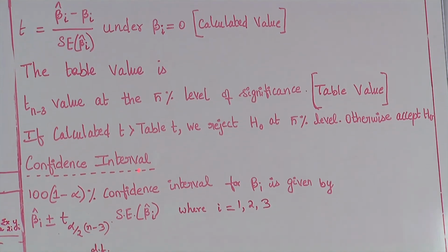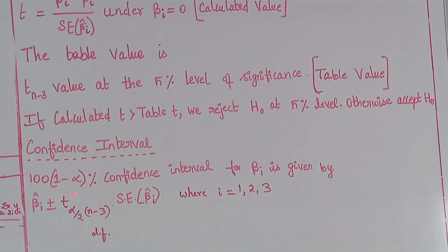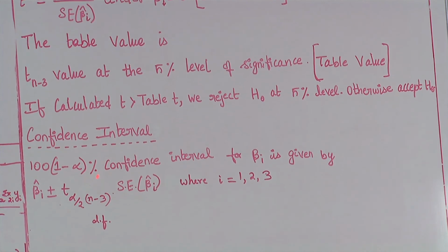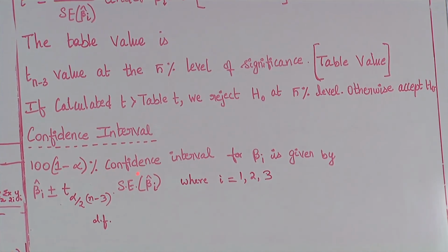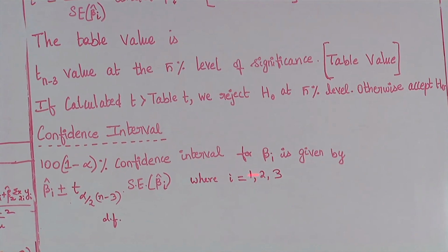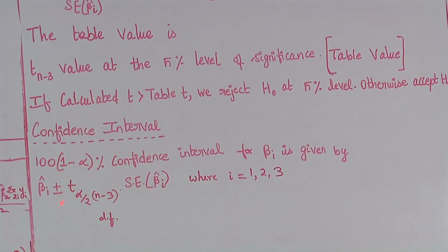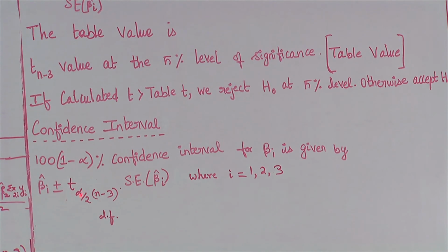Next is the confidence interval calculation, which we already do to find out the confidence interval of any MLRM model. So, the 100(1 minus alpha)% confidence interval for beta i is given by beta i hat plus or minus t alpha by 2 at n minus 3 degrees of freedom into standard error of beta i hat. Here i implies the value 1, 2, 3 etc.